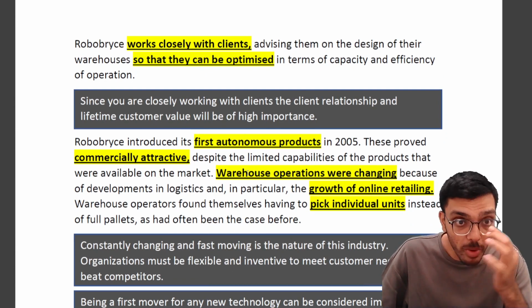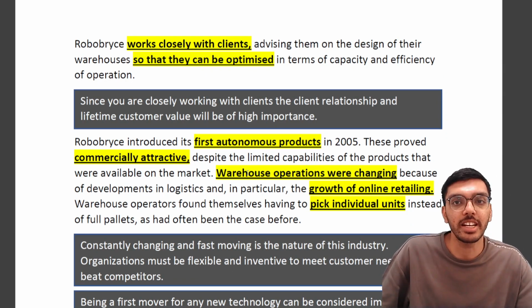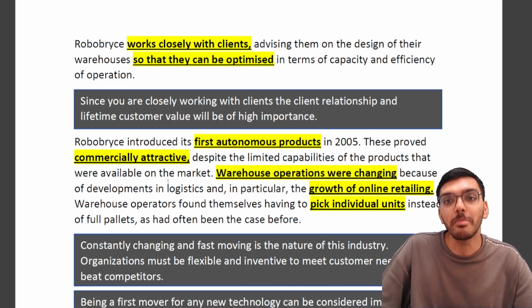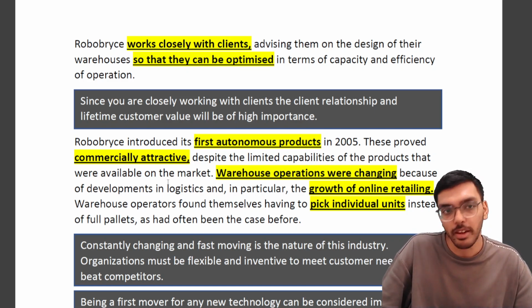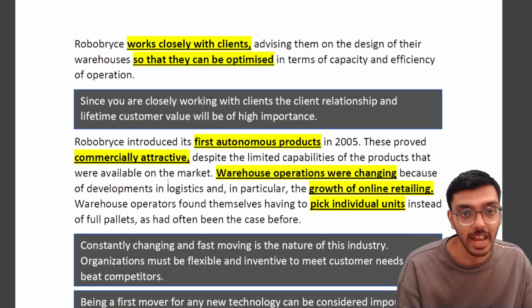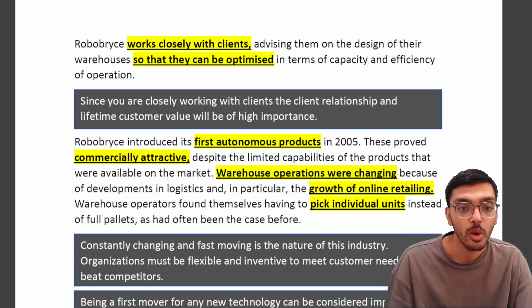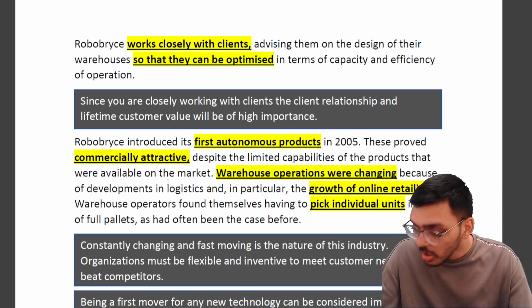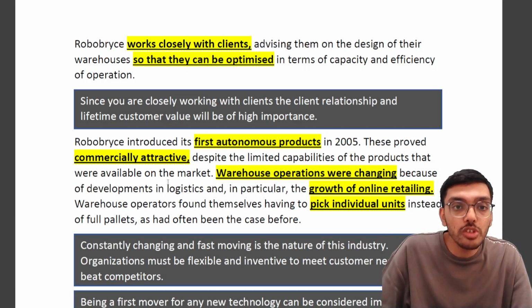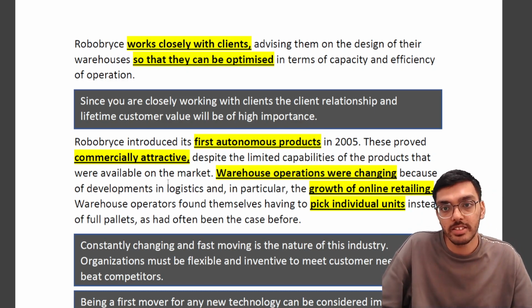Next, Robobryce works closely with clients, advising them on the design of their warehouses so that they can be optimized in terms of capacity and efficiency. We already know, since we work closely with clients, because until and unless we understand their requirement, we understand what they need, we can't serve them. So since you are closely working with clients, the client relationship and lifetime customer value will be of high importance.